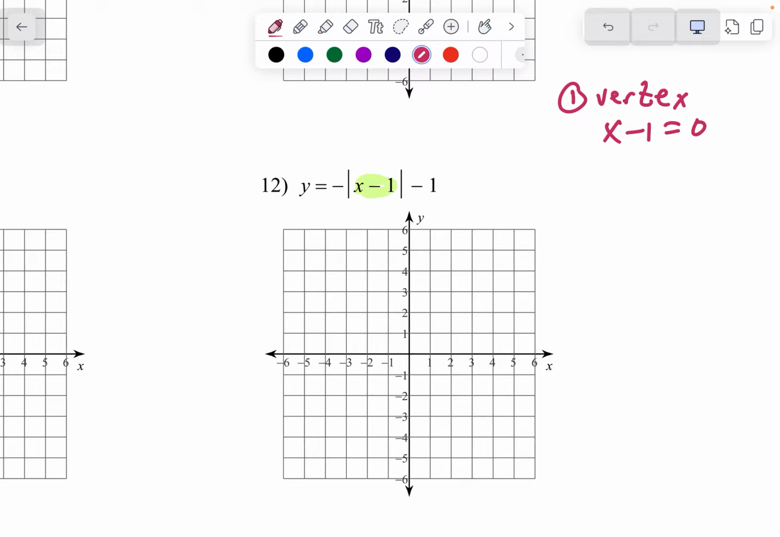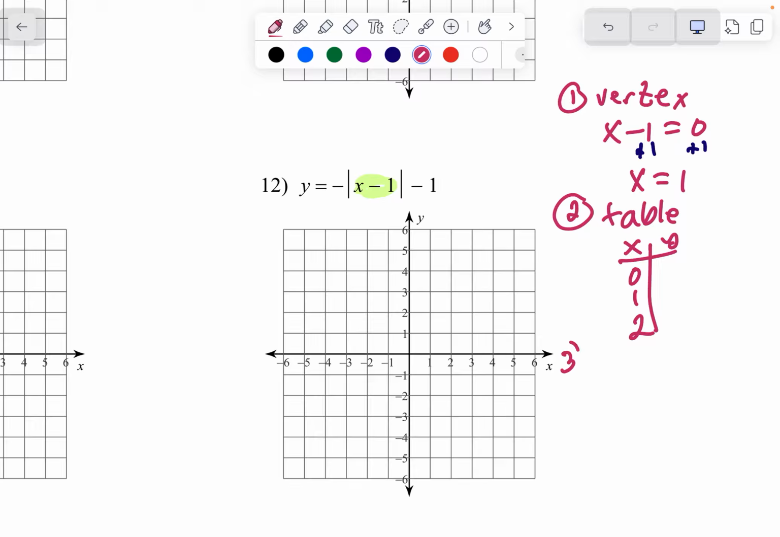Yeah, so you set the inside equal to 0. How would we solve x minus 1 equals 0? Yeah, you're just going to move that 1 over by adding it. Exactly. And so you get x is equal to 1. So now that we know our vertex happens at 1, just plug in something below that or something above that. That's all you got to do. And so I usually take 1 away and add 1 to it.